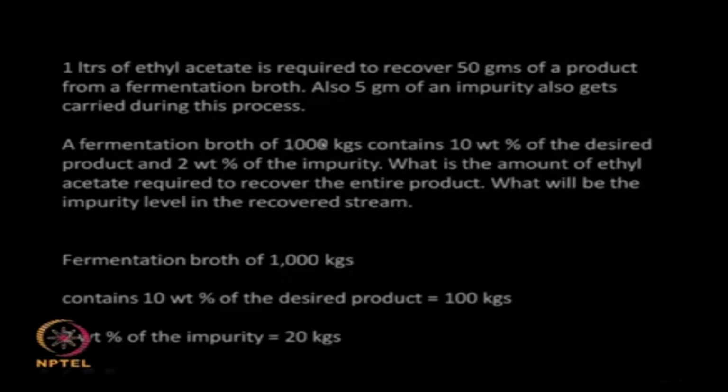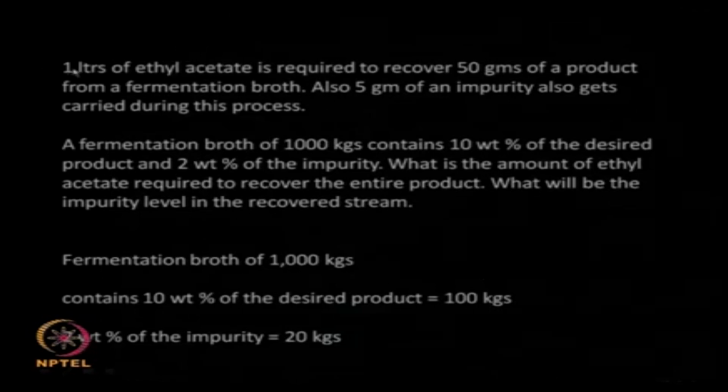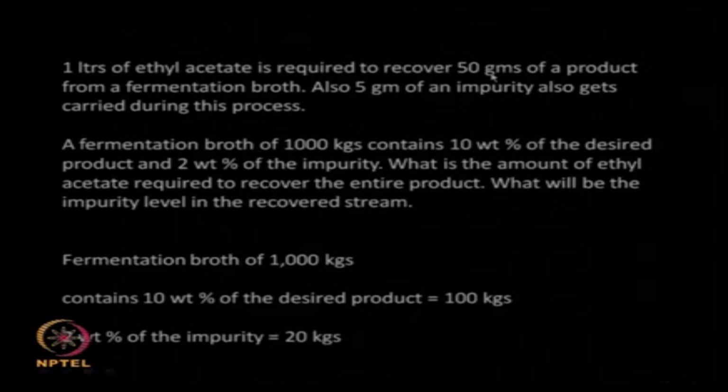So this fermentation broth, 1000 kg, contains 100 kg desired product and 20 kg impurity. Now I need to find out how much ethyl acetate I require to recover all the 100 kg. This is given in the first line, right: 1 liter of ethyl acetate is required to recover 50 grams of product. So for 100 kg of product to be recovered, how much ethyl acetate do I need?